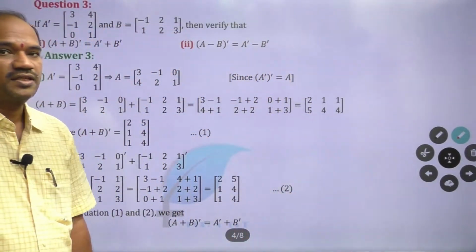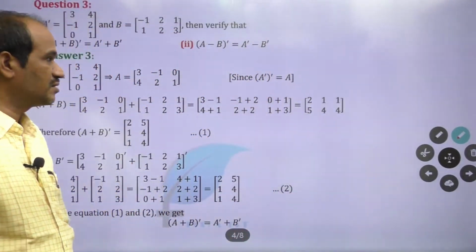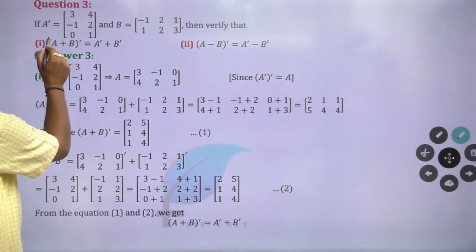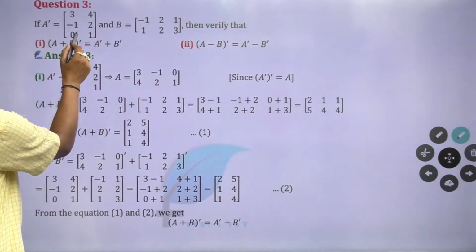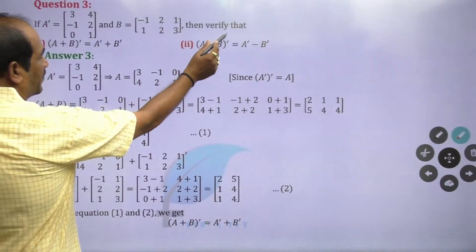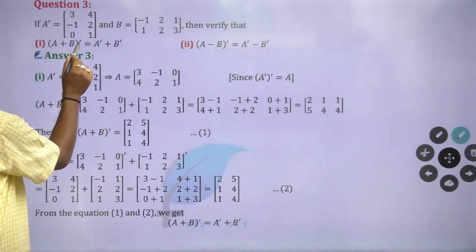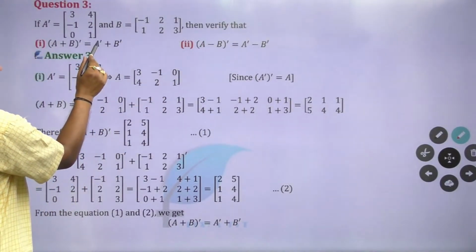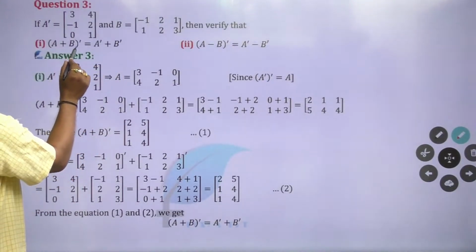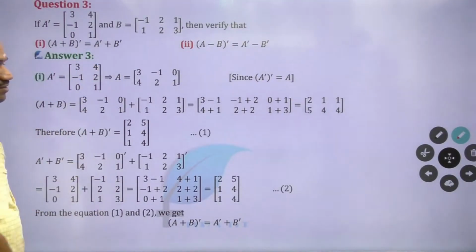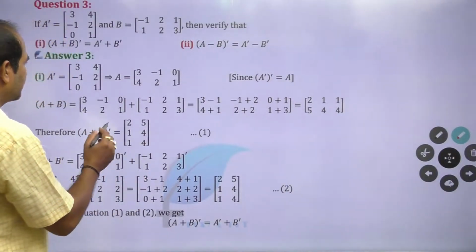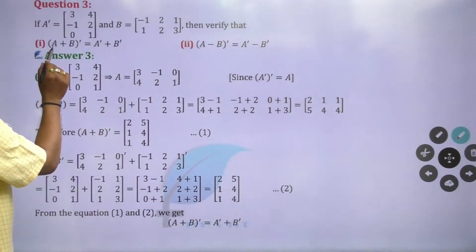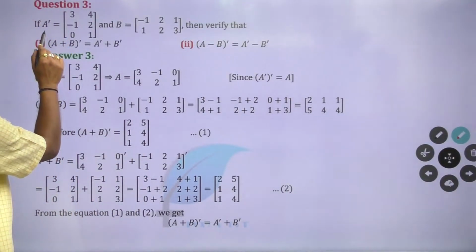Right, in this next question, A dash is equal to this matrix, and B is equal to this matrix. Then verify that (A plus B) whole dash is equal to A dash plus B dash.